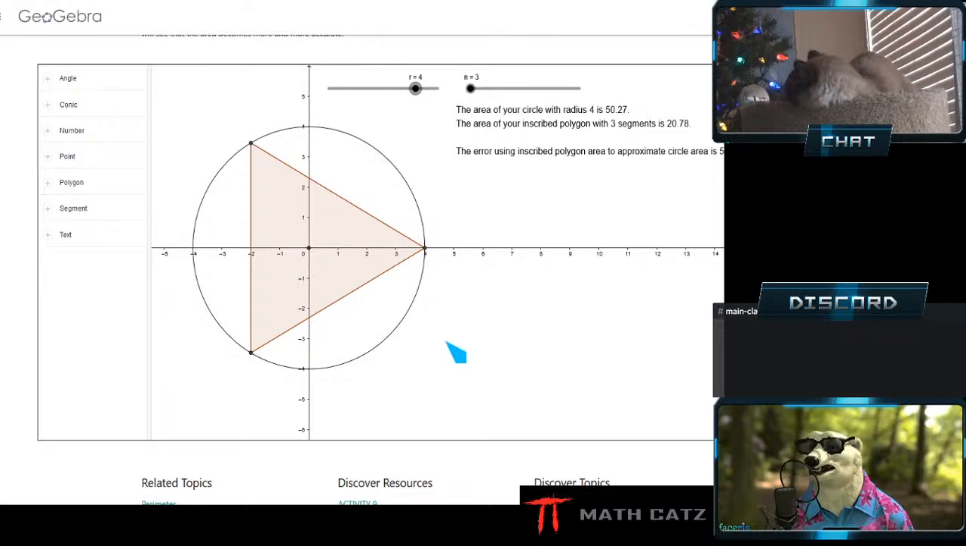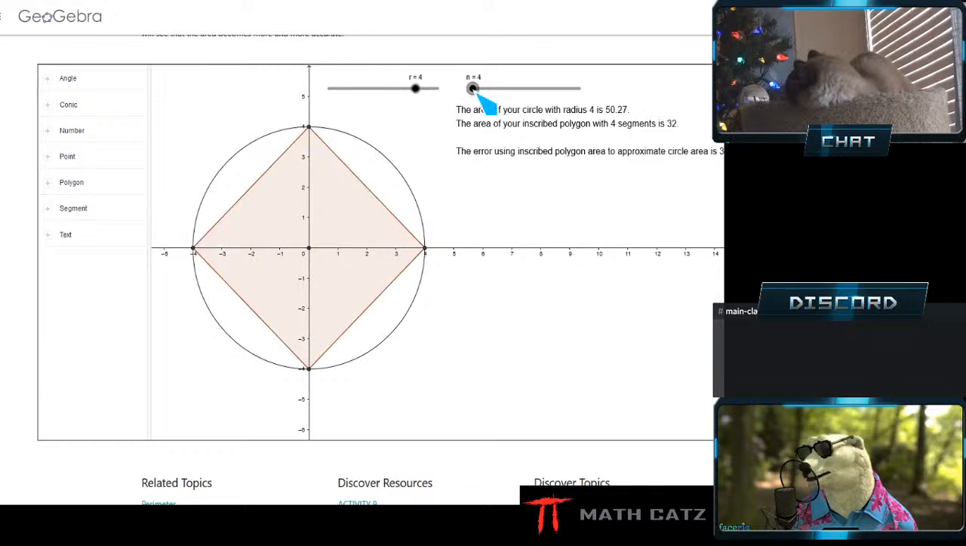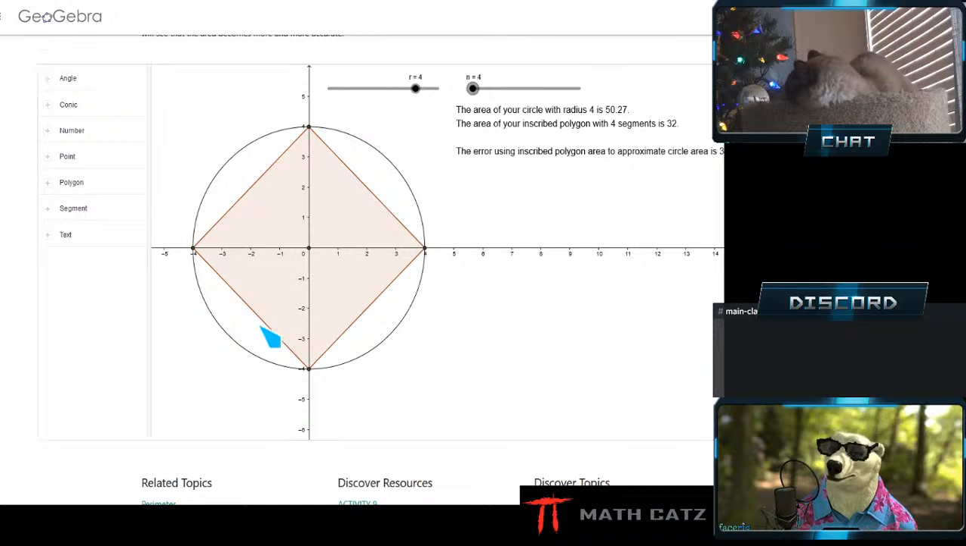Now, in the case of a triangle inside a circle, the area of the triangle isn't even close to the area of a circle. But if I look at a square, then the area of the square is still not great, but it's better than the triangle. So here the error that I'm making to approximate the area of a circle by way of the square is 36%. There's big space I'm missing here.